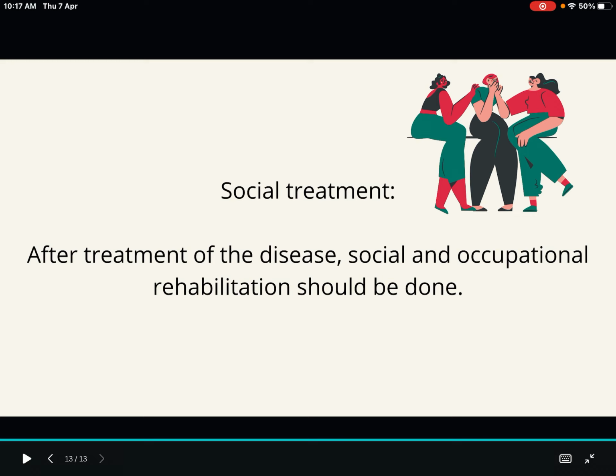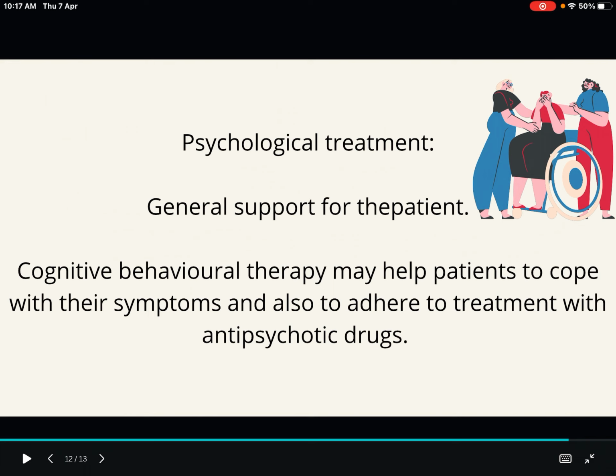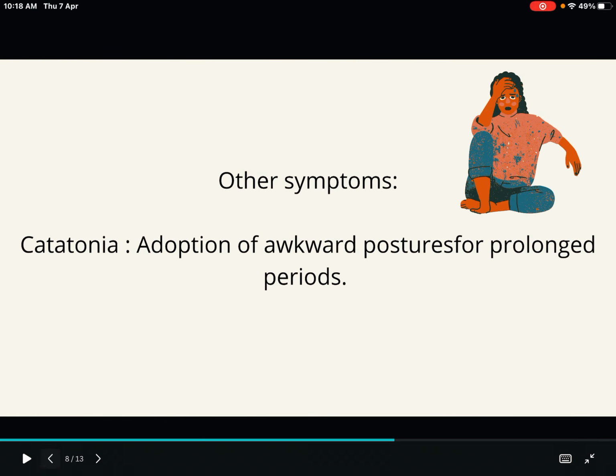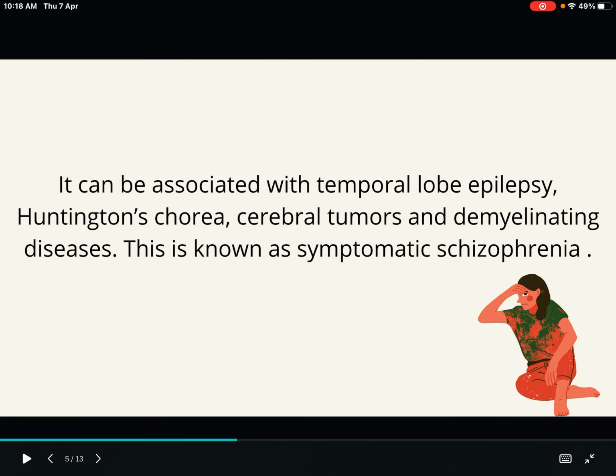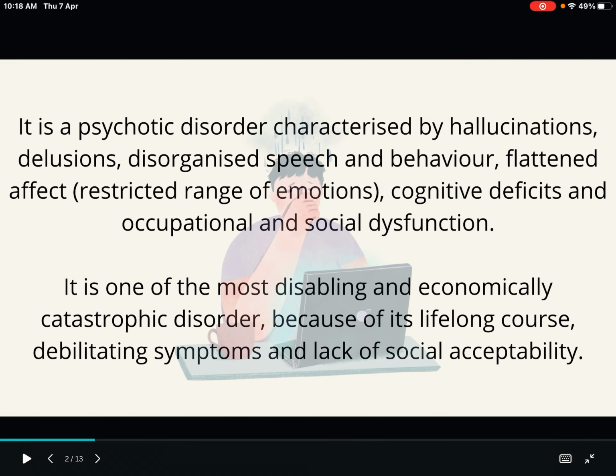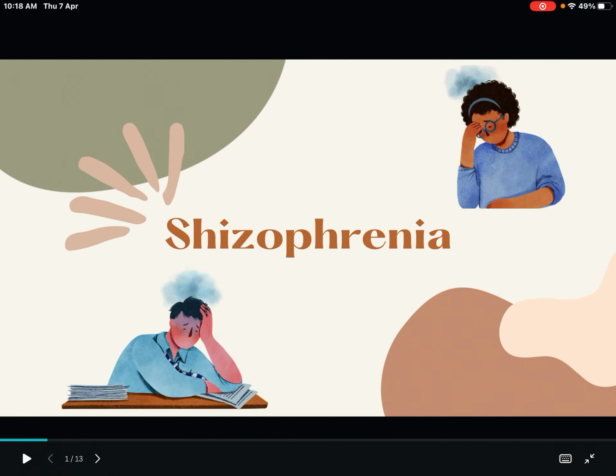The third one is social treatment. After the treatment of this disease, we have to rehabilitate the patient both socially and occupationally, so that he will have an earning for his living. So that should be done. So these 3 things you have to write as the management part. So I think it's clear what all you have to write when schizophrenia is asked as a 4-marker question or 2-marker question.